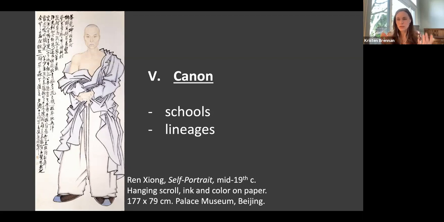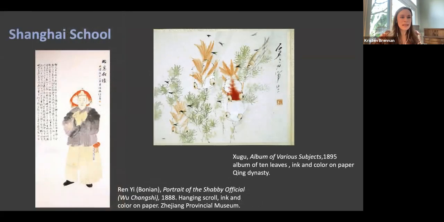It is a kind of methodological concern that I can mention: what does this even mean? Ren Xiong, for example, actually probably didn't even paint this work in Shanghai, more likely in his hometown of Zhejiang province, which is the next province over. So what does it mean then to use this term Shanghai School? This term typically, again, refers to artists that were loosely based in and around Shanghai.